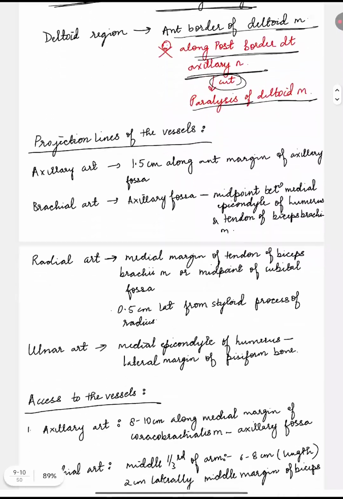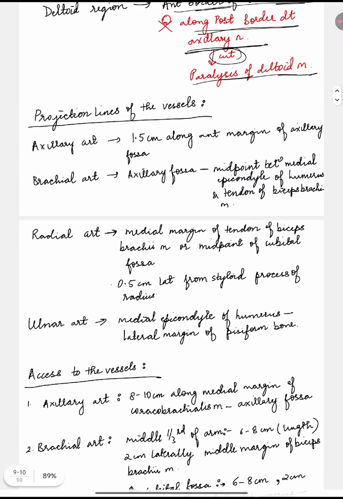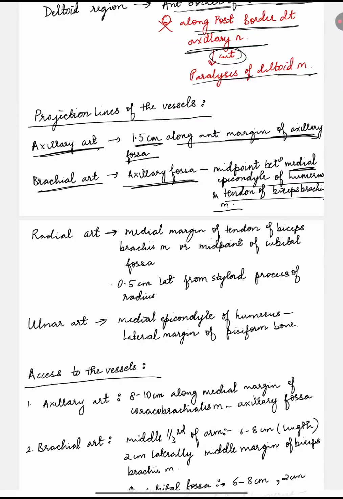Now, what are the projection lines of the vessels? Where these muscles are exactly situated. Axillary artery is 1.5 centimeter along the anterior margin of the axillary fossa. Brachial artery is in the axillary fossa, where it is the midpoint between the medial epicondyle of the humerus and the tendon of the biceps brachii muscle.